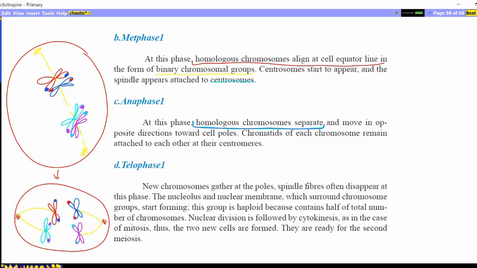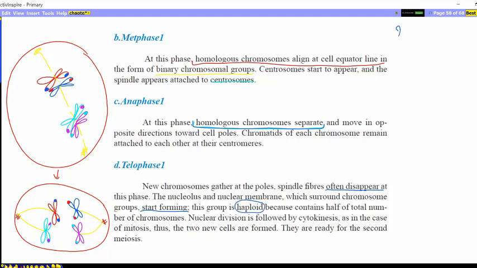centromeres. In telophase 1, new chromosomes gather at the poles. Spindle fibers often disappear, though they may not disappear too. The nucleolus and nuclear membrane which surround the chromosomes start forming, but before formation is complete, the next division starts. This group is haploid.